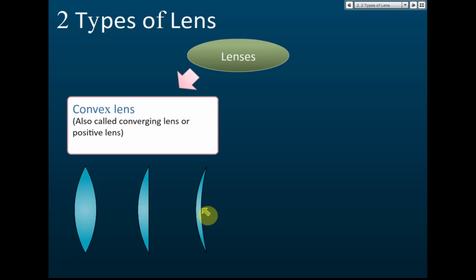Sometimes some students see this and think that this is a concave lens. No. How do we know it's not a concave lens? Because the thickness of the center is bigger than the thickness at the sides. It is thicker in the center and thinner at the sides. So this is a convex lens.